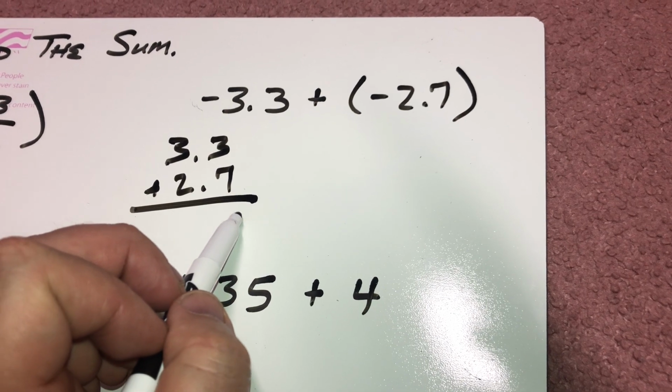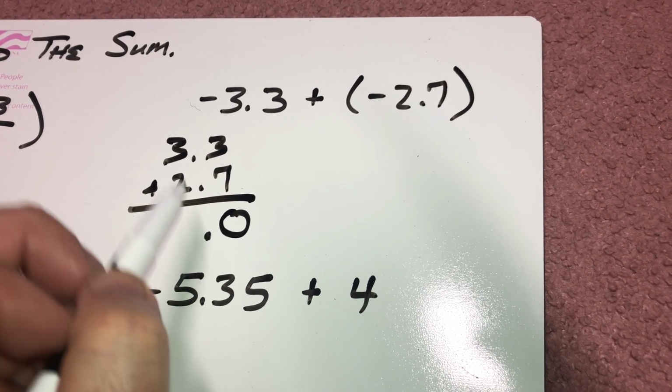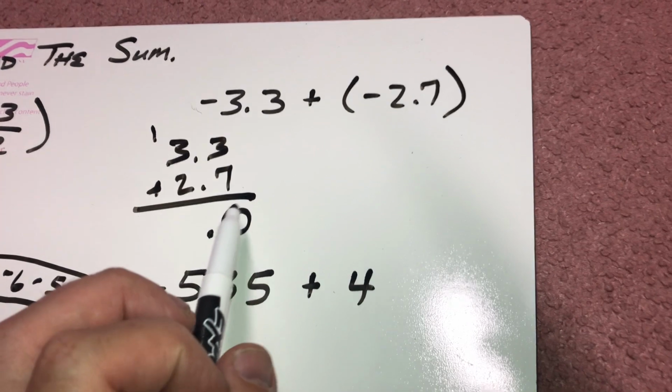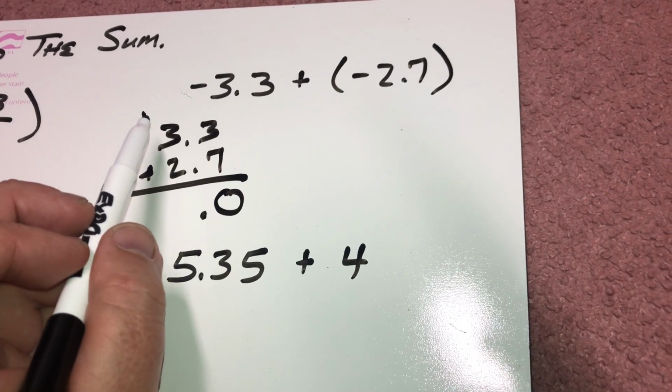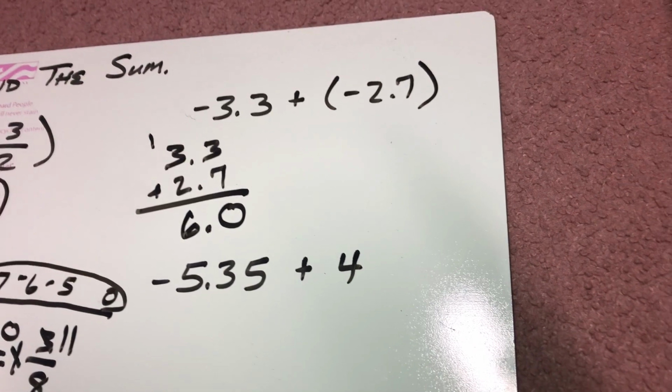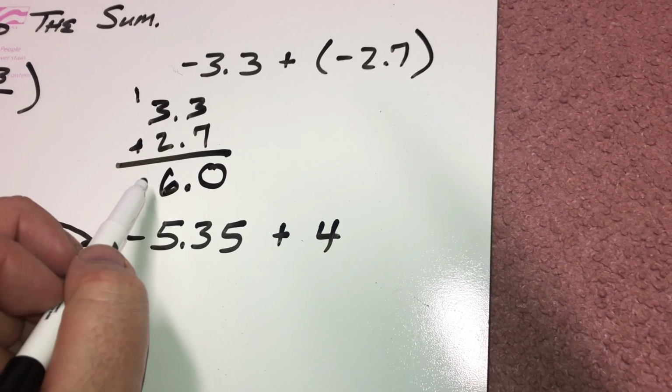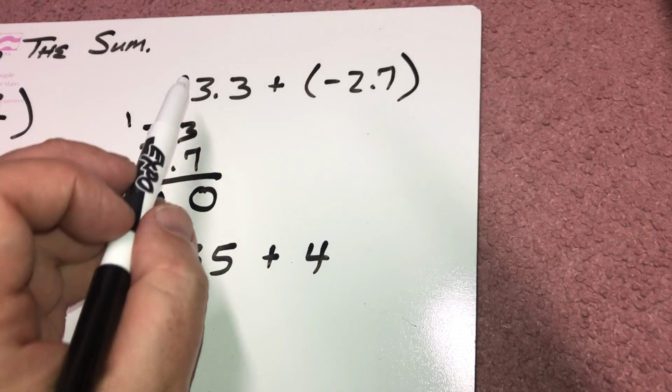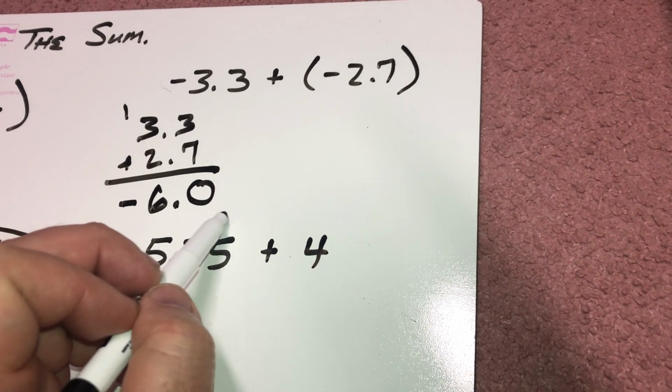3 plus 7 is 10. Put the 0 down, drop the decimal, carry the 1 from the 10 since 3 plus 7 was 10. 1 plus 3 is 4. 4 plus 2 is 6. 6.0 or just 6, but it's a negative since both of these are negative.